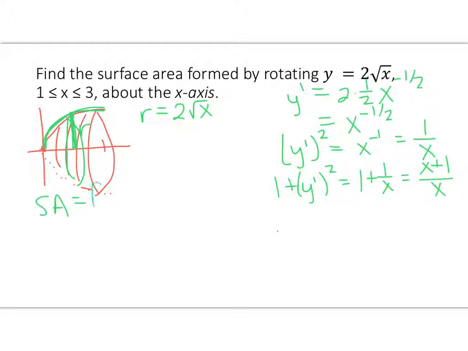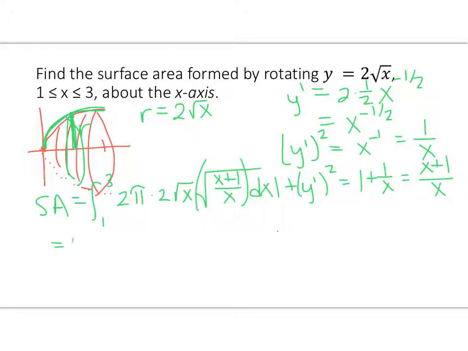So surface area is the integral from 1 to 3 of 2 pi times my radius, which is 2 radical x, times my arc length. So arc length is the square root of x plus 1 over x dx. And I'm going to clean this up a little bit.